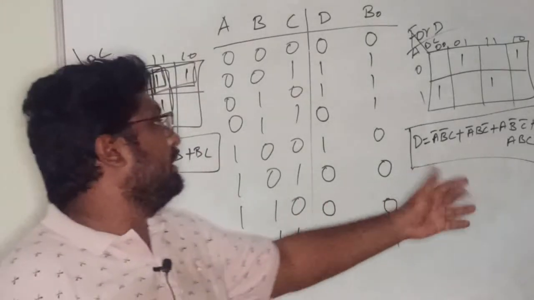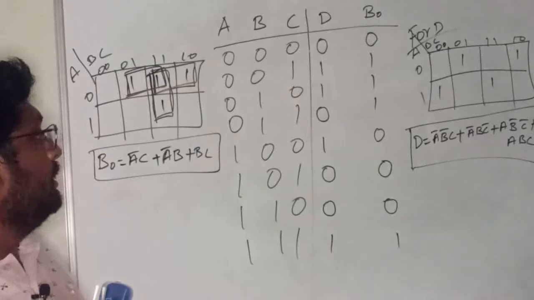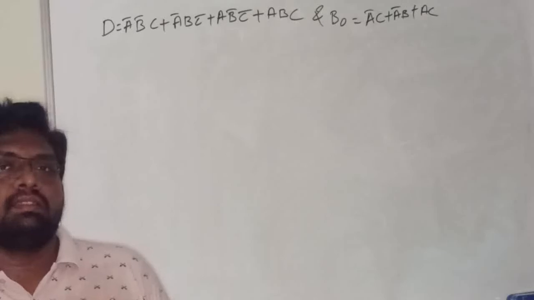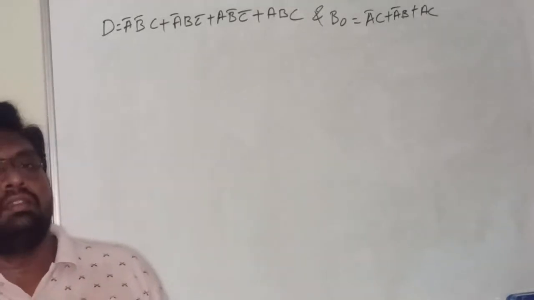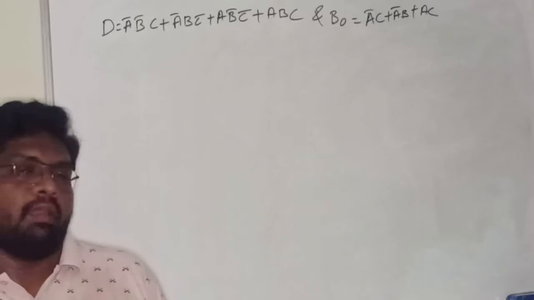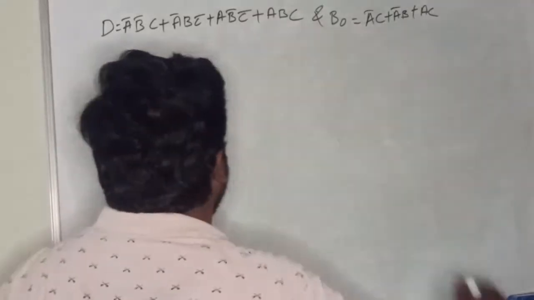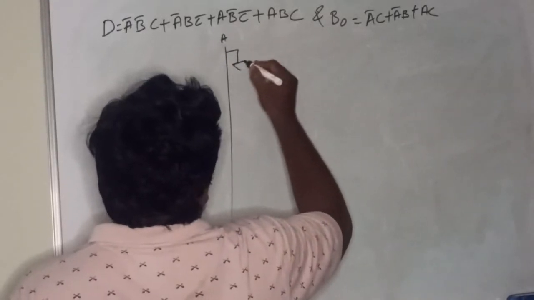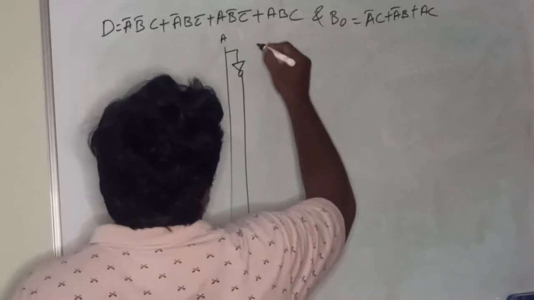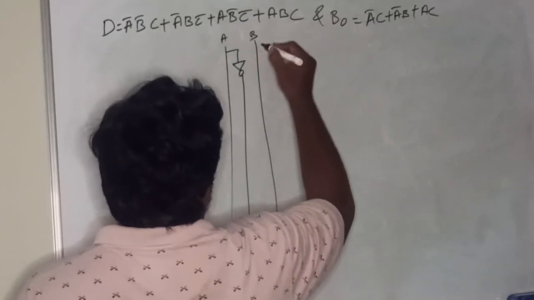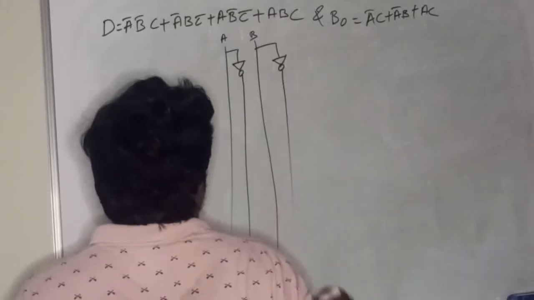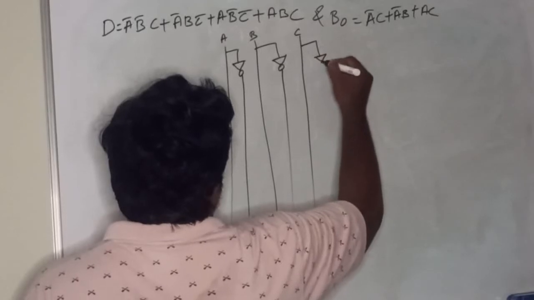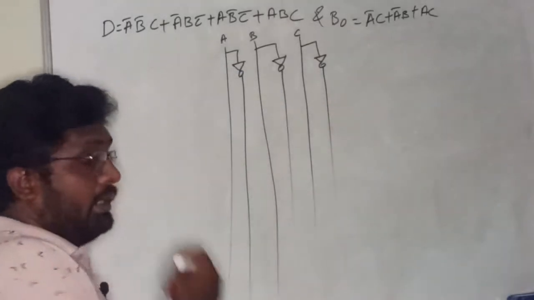So from this B and D, now let us draw the combinational logic. So the difference and the borrow for the full subtractor are like this. Here I am having 3 inputs, right? Input A and its complement A complement, input B and its complement B complement, input C and its complement C complement, right?